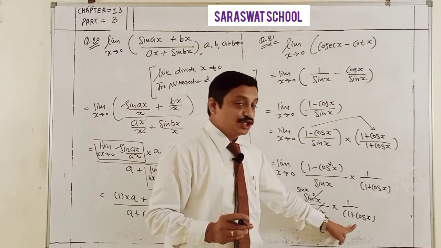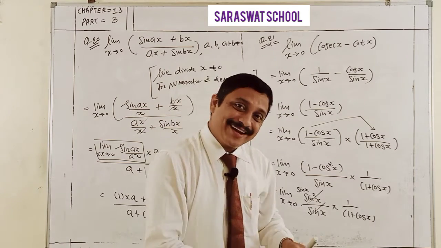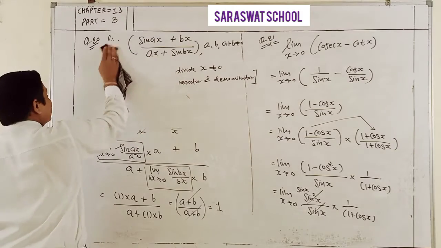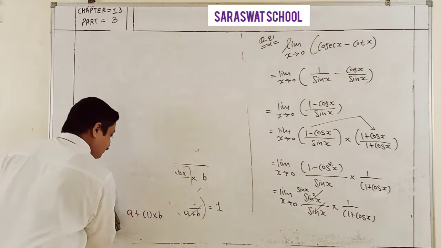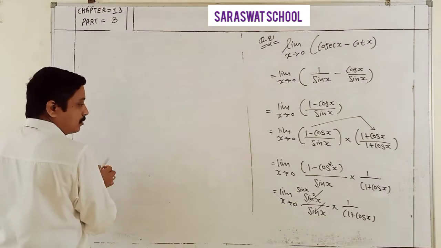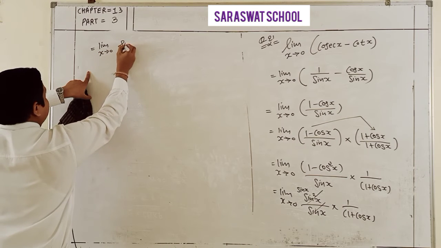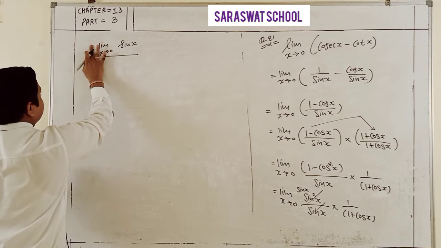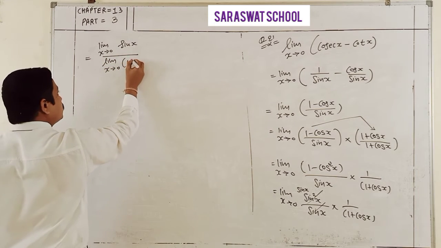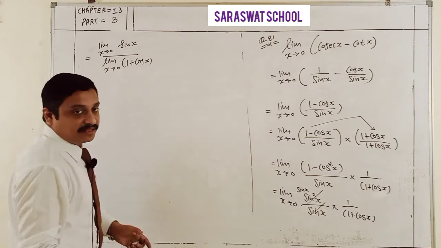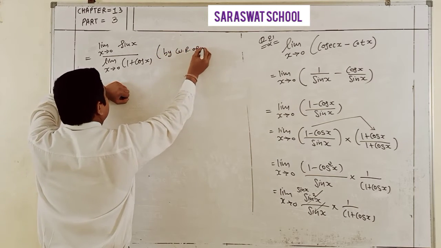Now check, your denominator is never 0. So I just operate my working rule and easily create my answer. Simple way. So limit x tends to 0 of sin x by the limit x tends to 0 of 1 plus cos x, by the working rule of the limits.